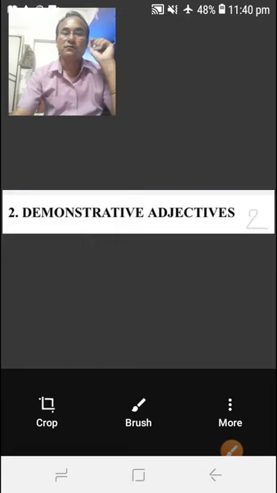Example of demonstrative adjective: I love those paintings. So after 'those' there is a noun. So this is called demonstrative adjective. Now let's move to the next.